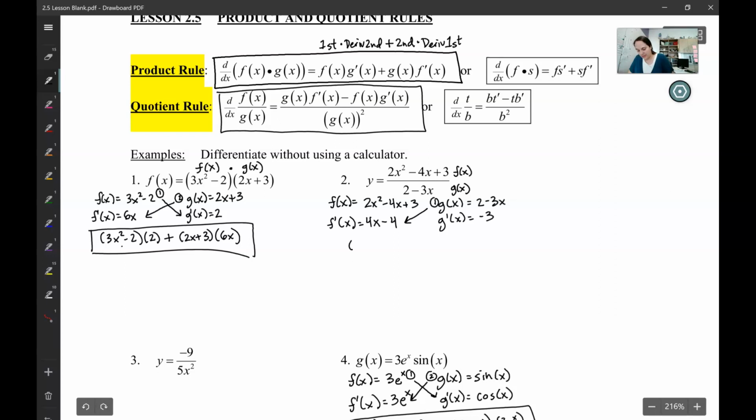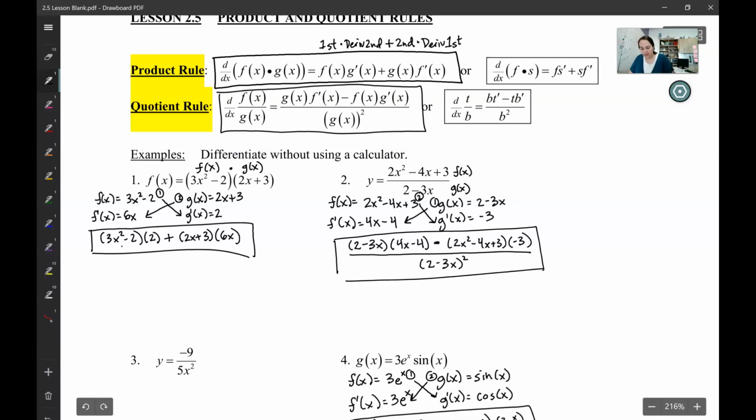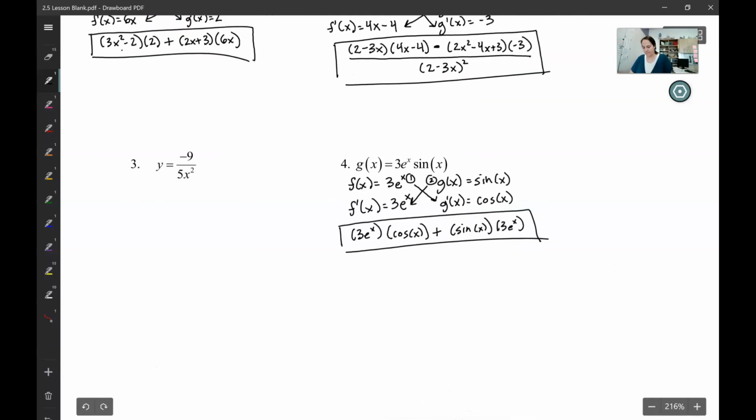So g of x, the second, 2 minus 3x, times the derivative of the first. And this one is a subtraction. And then do your other side. Subtract 2x squared minus 4x plus 3 times g prime, all divided by g of x, your second, squared. And then once again, you can simplify that if you want. You don't need to. You can leave it right there.